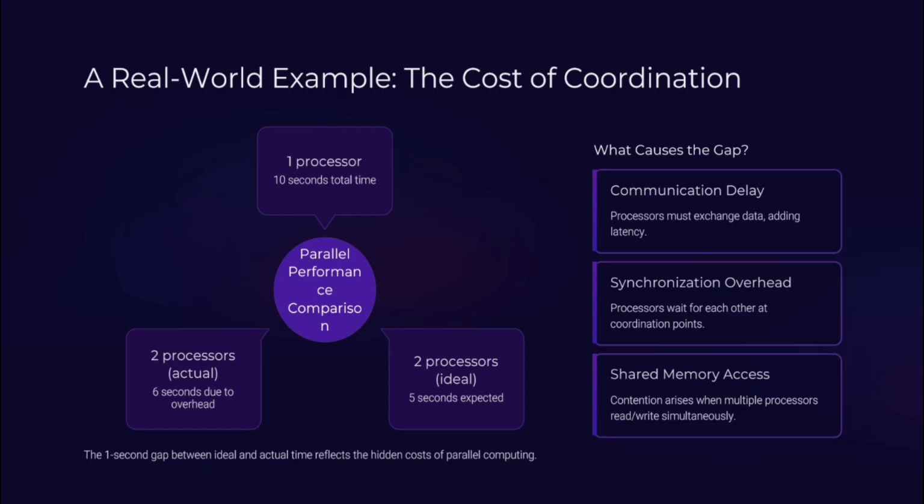Let me explain with a simple example. Suppose one processor completes a task in 10 seconds. Ideally, if we use two processors, the task should complete in 5 seconds, but in reality, it may take 6 seconds instead of 5. This difference happens due to communication delay between processors, synchronization overhead when processors coordinate with each other, and shared memory access conflicts. These overheads reduce the expected performance gain.